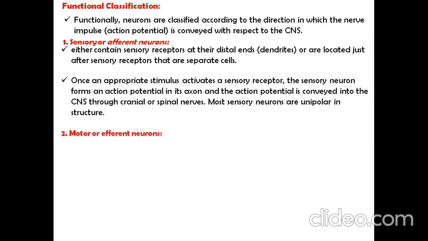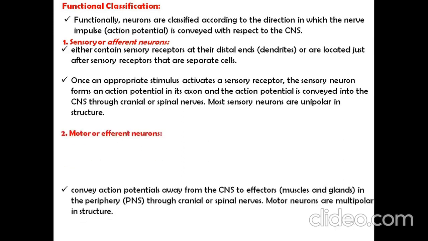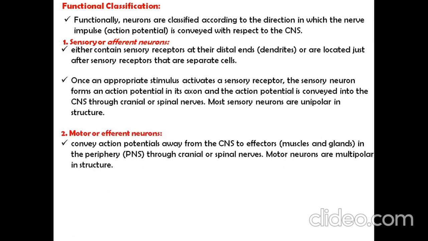Second one is the motor or efferent neuron. They convey the action potential away from the central nervous system to the effector in the periphery through cranial or the spinal nerves. Motor neurons are multipolar in structure.